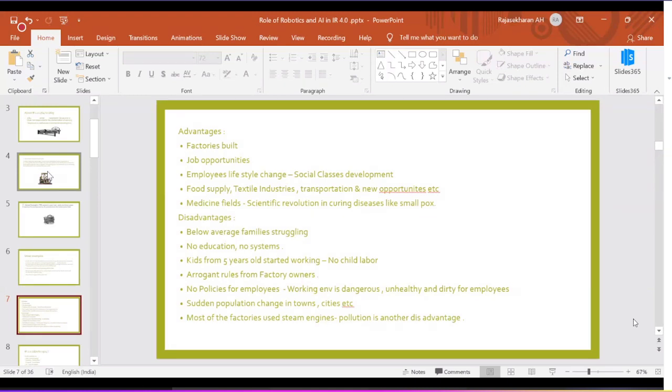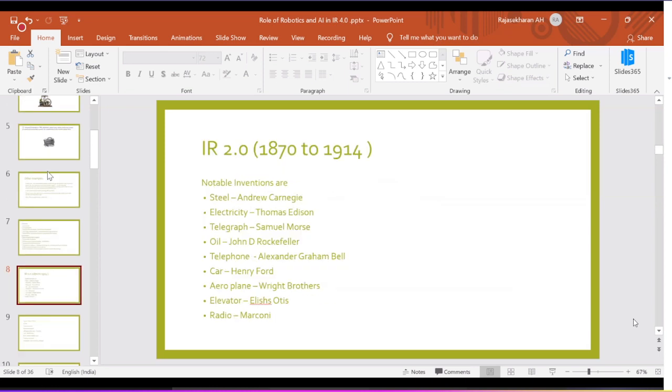And what are the disadvantages? The business owners were doing well, but the average families were struggling at that time, with no education and no proper system in place. So a 5-year-old kid also started working, something like child labor. Then there were arrogant rules from factory owners, and no policy for employees. The working environment was dangerous, unhealthy, dirty, etc. So these are the advantages and disadvantages of Industrial Revolution 1.